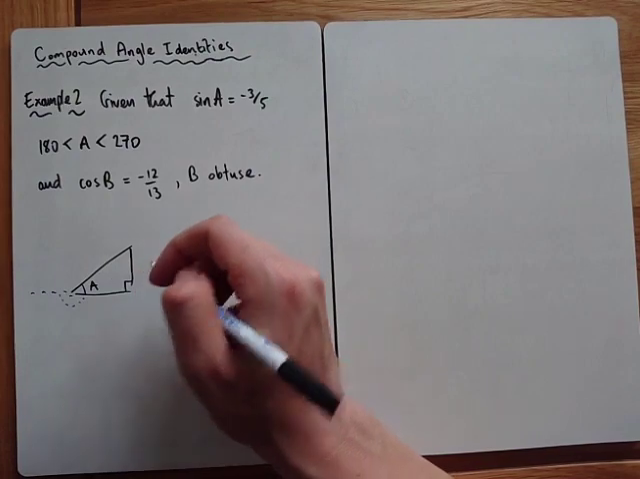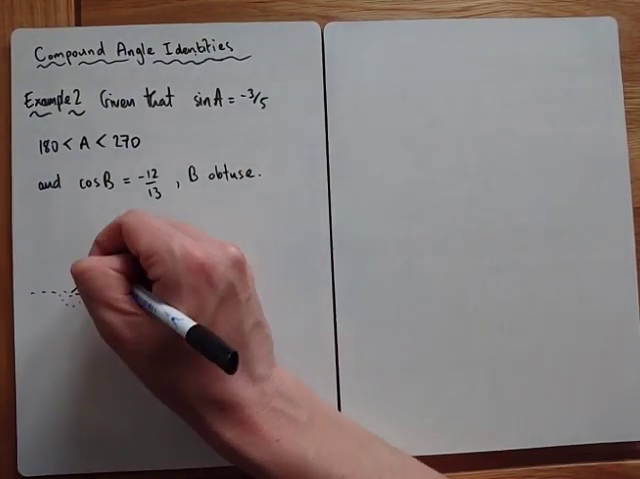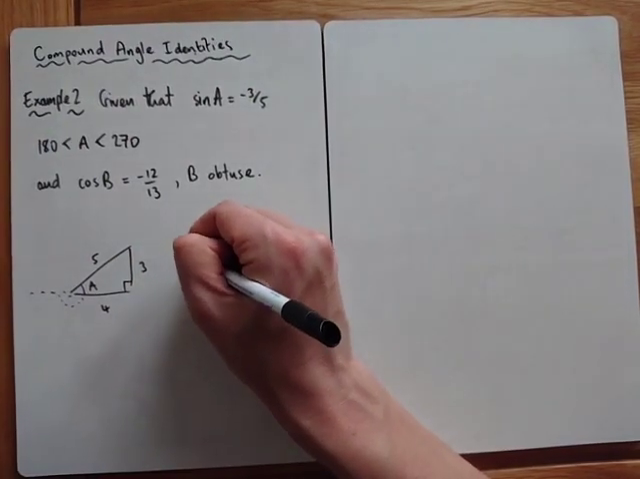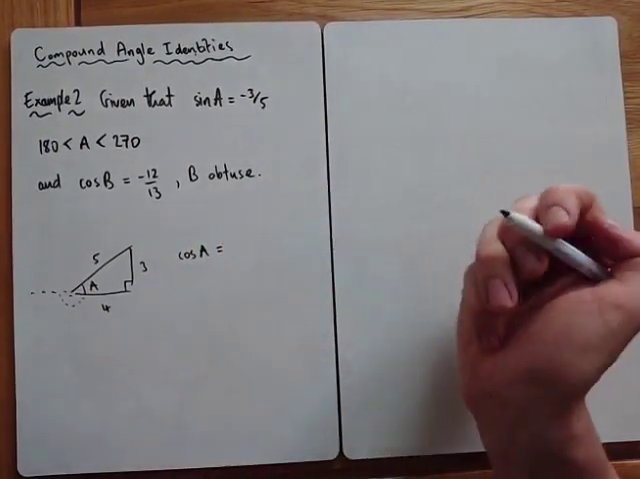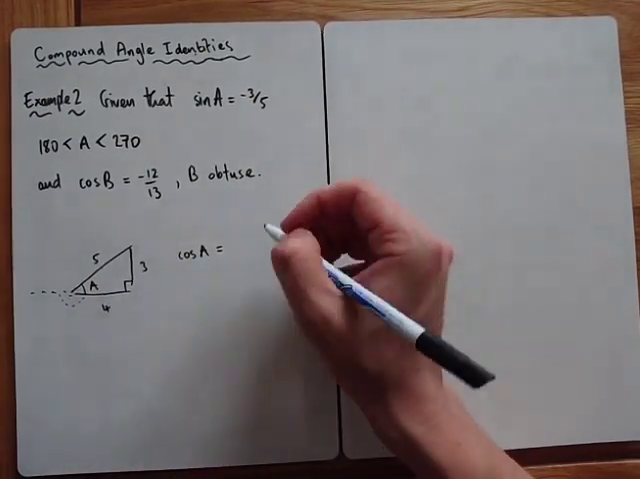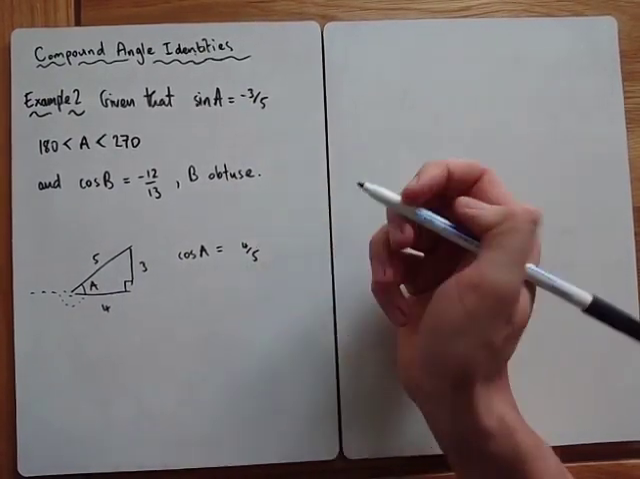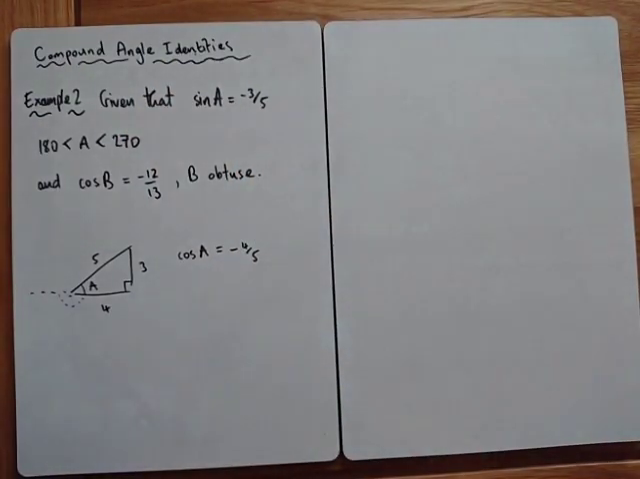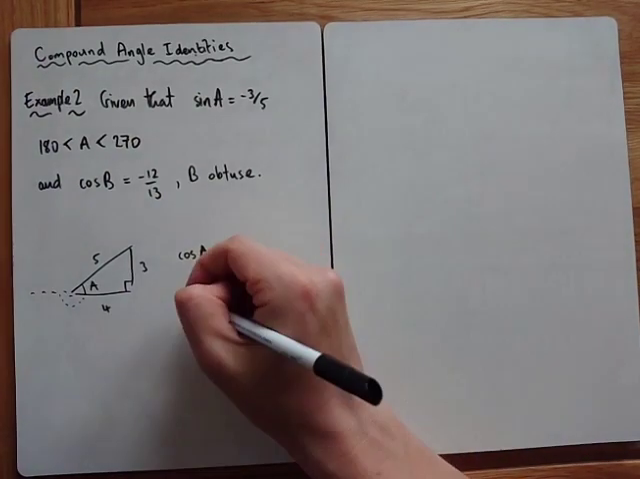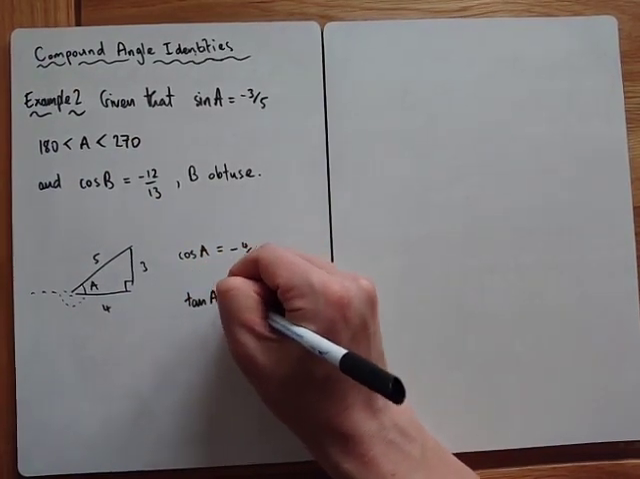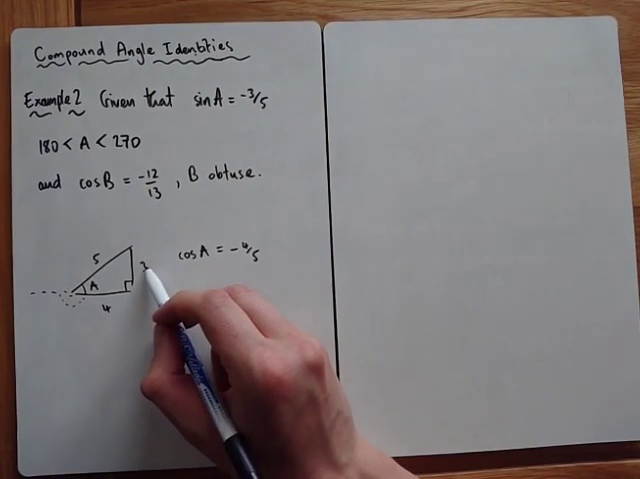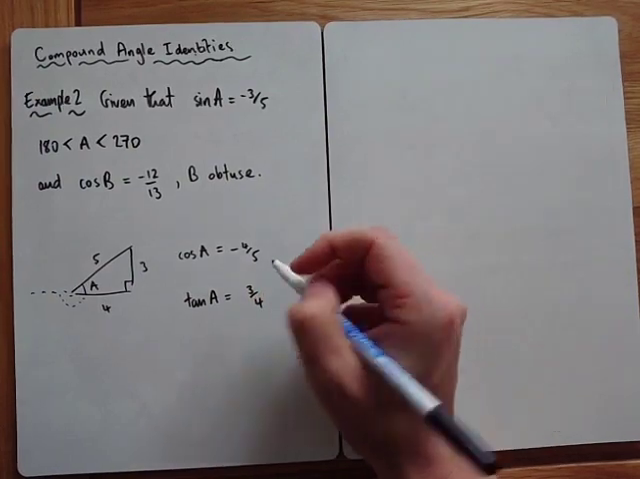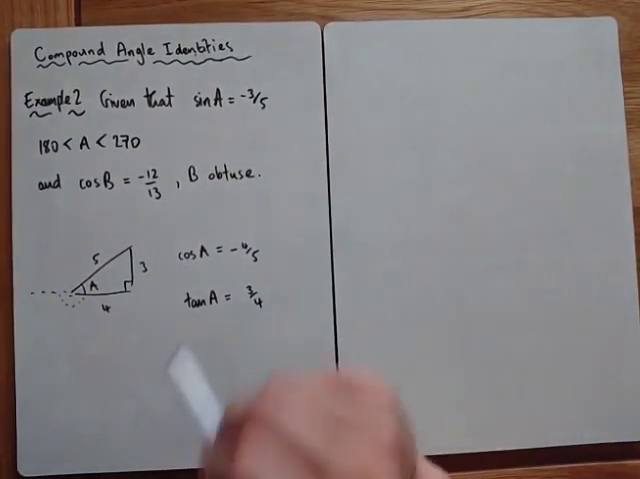We know sine is opposite over hypotenuse, so we've got the 3, 4, 5 triangle again. So cos of A would equal, cos is adjacent over hypotenuse, 4/5. But we're working between 180 and 270, and the cos graph would be negative, so it's going to be a negative value. Okay, tan of A, tan is opposite over adjacent, so it'd be 3/4. And in that interval, tan will be positive.